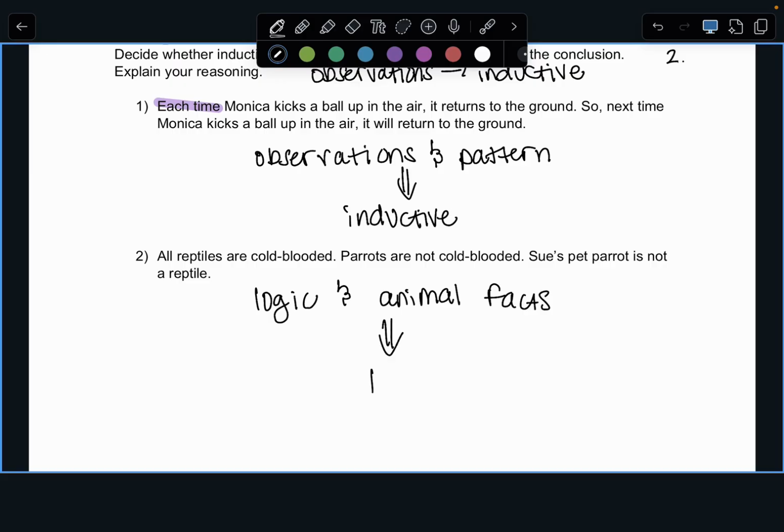But therefore, it is deductive. So there will be a few on your homework that have you determine inductive or deductive. Questions on reasoning or logic at all?